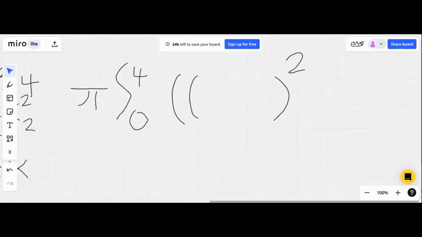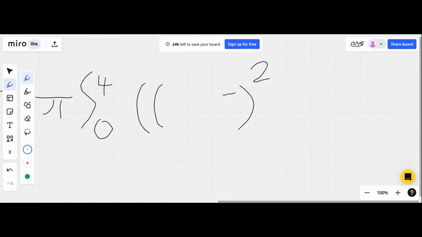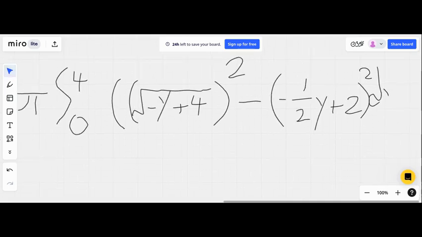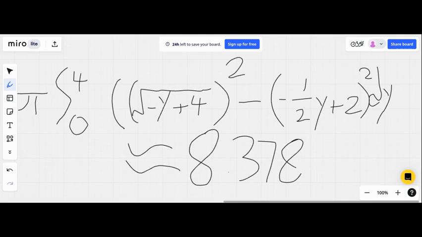So here we'll write squared, negative, so we'll do square root of -y plus 4, because we changed it to be in terms of y. And then we'll have -1/2 y plus 2 squared, because this is the left equation. And then we'll have it times dy. If you plug this into your calculator, you will get your final answer of about 8.378.